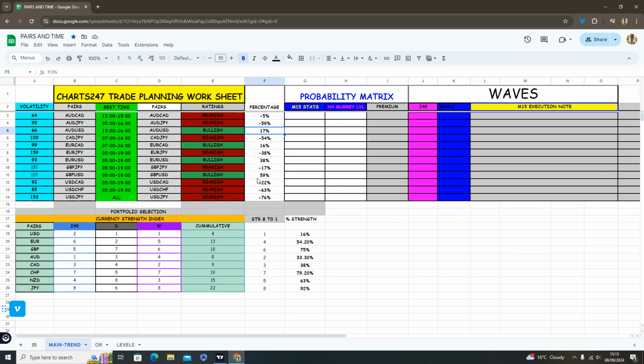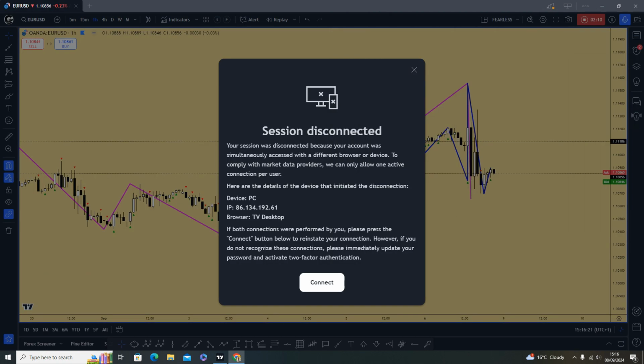Pound dollar is 59 bullish. Euro dollar is not too bad. But we have the dollar Swiss and the dollar yen as very weak pairs, and cad yen is okay as well because it's minus 54. So we get the gist of that, and we follow this during the week, unless something major happens. Okay, so let's put this to the side.